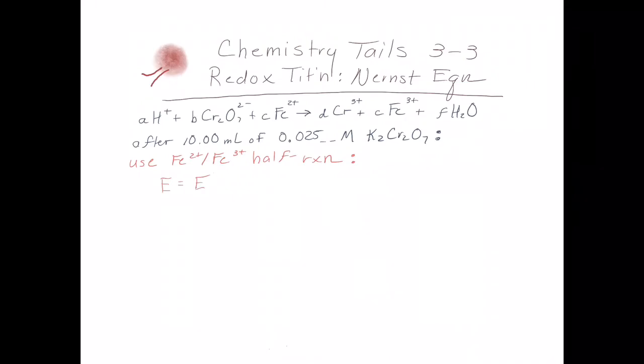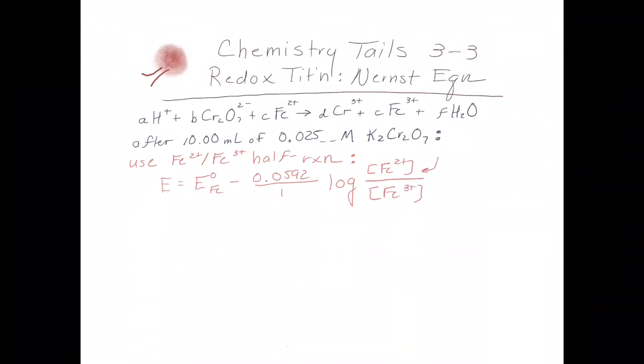Write the Nernst equation for this half reaction. It's E under standard conditions minus the constant over the 1 mole electron exchange, log base 10, iron in its reduced form over iron concentration in its oxidized form. Thus, we need to get the moles of each of these species and divide by the total volume of the solution.